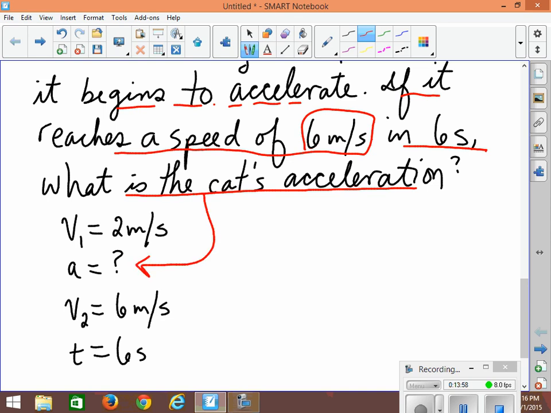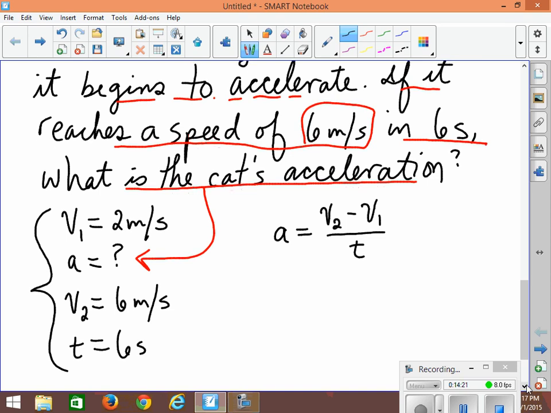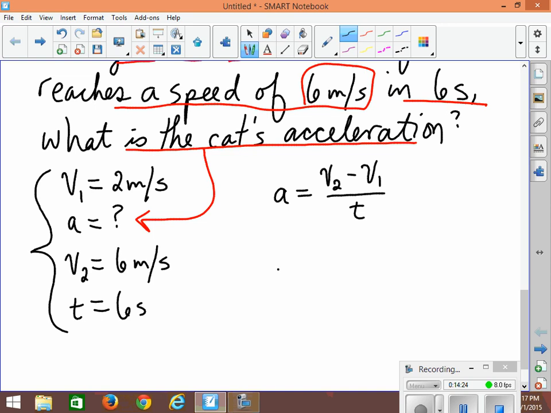And so I have to look through my formulas, my toolbox of formulas, and I look for a formula that happens to have all of these things in it, because these are the things that are being described in my problem. And it turns out to be our friend that we just finished discussing, v2 minus v1 over t. I put in the numbers wherever they belong. In this case, I don't have an A, but I have a v2, 6. I have a v1, 2. And I also have 6 seconds. You have to be careful. Sometimes you'll get the same number and it can be confusing, but you have to watch.